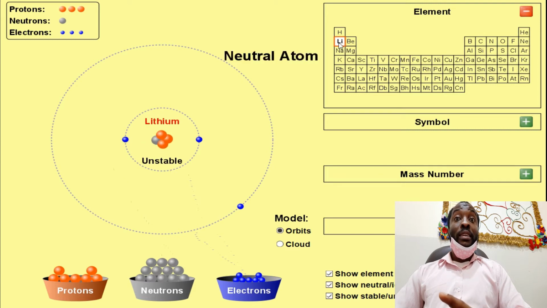But what do we realize? That atom is unstable. So we need something. We need probably a neutron. So it's still unstable, so we need more neutrons. And if we place more neutrons, wow, it becomes stable. You see, it becomes stable. So isn't that wonderful?